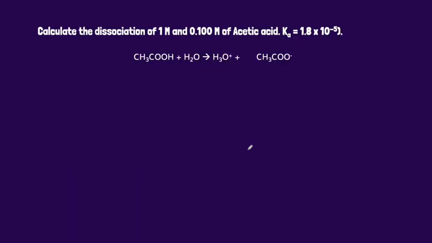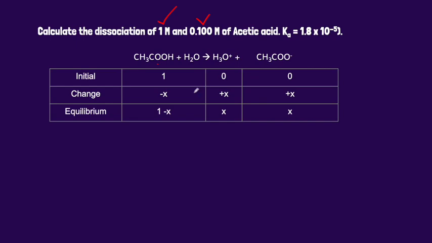Okay, so let's compare two situations. You are going to calculate the dissociation of 1 molar acetic acid and then a diluted version of it, which is 0.100 molar acetic acid. Now, what I want you to do is make a table. Pause this video and make an ICE table for a 1 molar acetic acid solution. I just wrote all of my species in it. I didn't make a column for water.